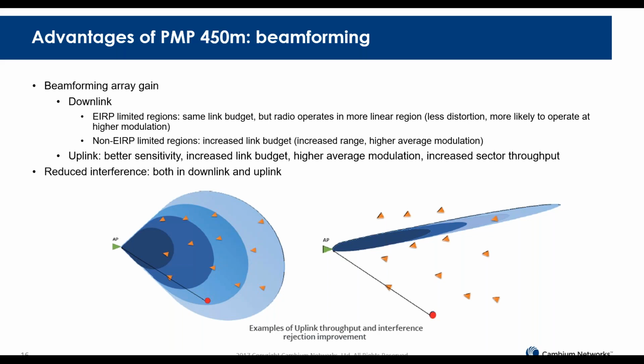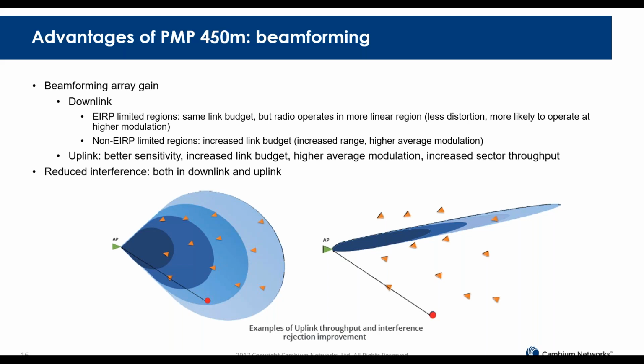And we see in these plots an example of a comparison of uplink performance between a traditional sector mode and beamforming mode. In the plot to the left, we see that the access point is communicating with multiple subscribers at different modulation levels. The 4 shades of blue represent the different modulation levels: 256 QAM, 64 QAM, 16 QAM, and QPSK. So the 3 subscribers that are farthest from the access point are communicating in QPSK mode.